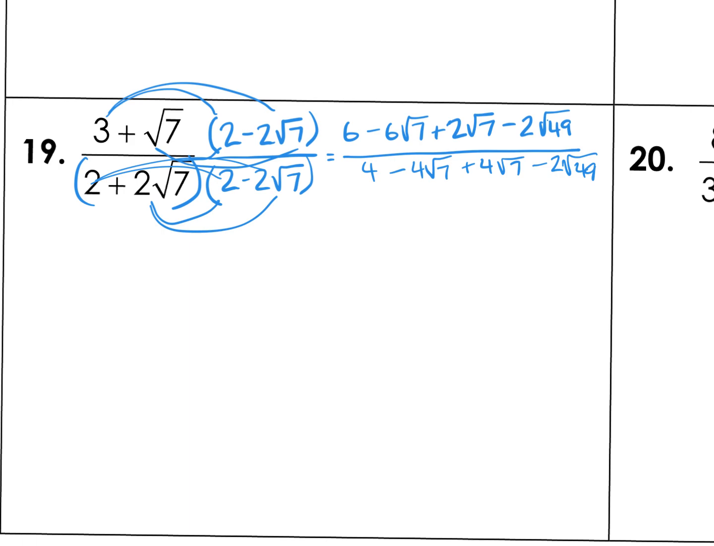So let's simplify what we can. Those two cross off. 2 root 49 is 2 times 7, which is 14. Same thing here. And then these are our like terms, so I'm going to go ahead and combine those together. So that's 6 minus 4 root 7 minus 14.